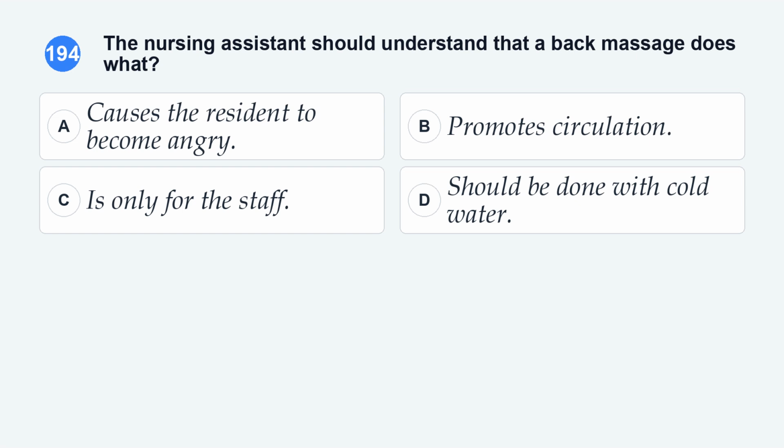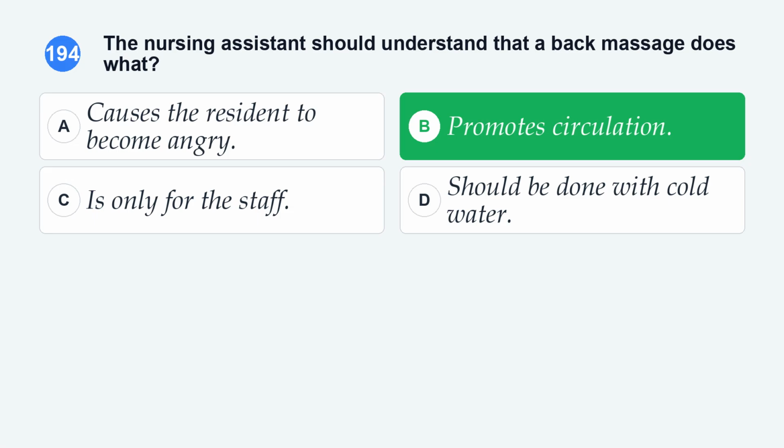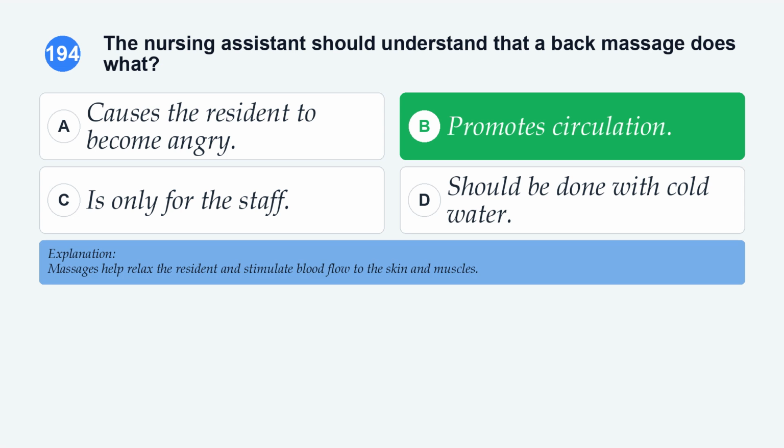Question 194. The nursing assistant should understand that a back massage does what? Option A, causes the resident to become angry. Option B, promotes circulation. Option C, is only for the staff. Option D, should be done with cold water. The correct answer is option B, promotes circulation. Explanation. Massages help relax the resident and stimulate blood flow to the skin and muscles.